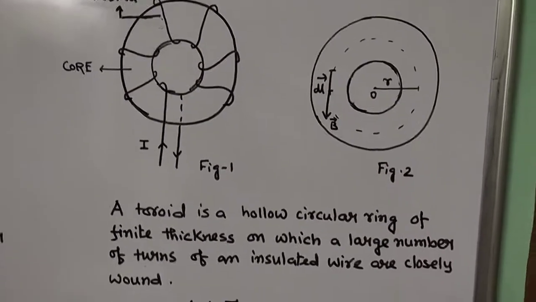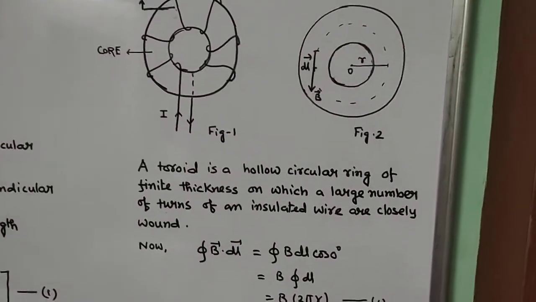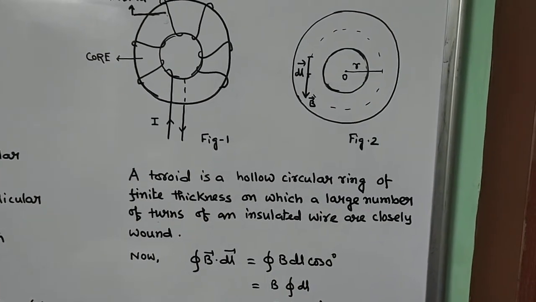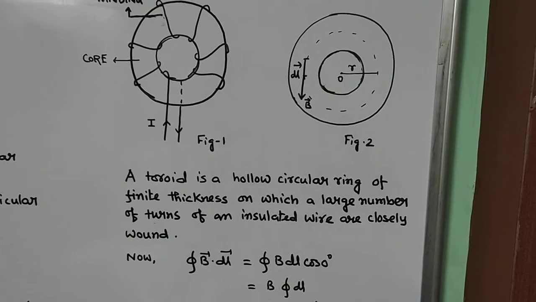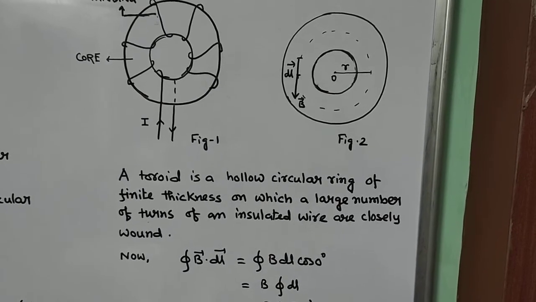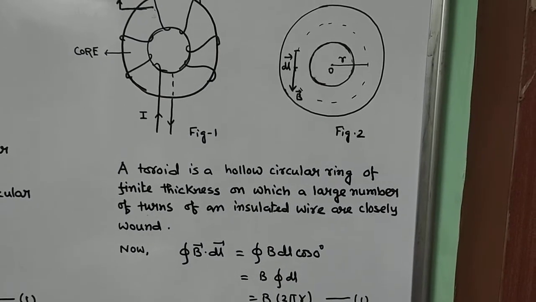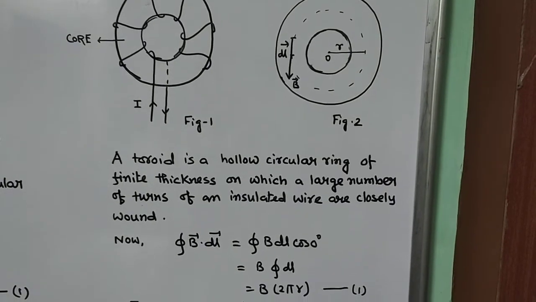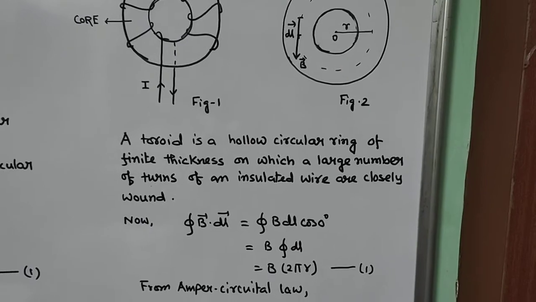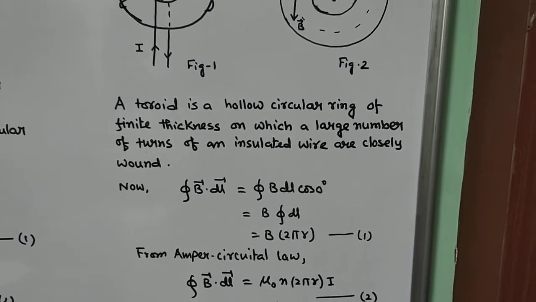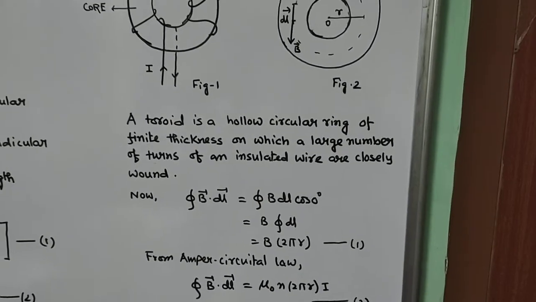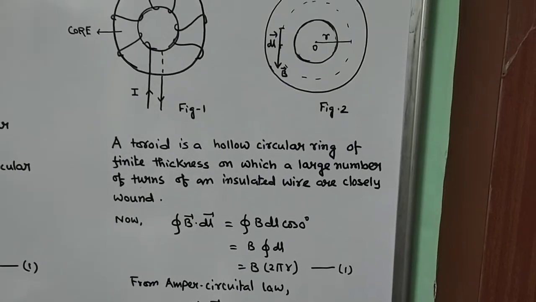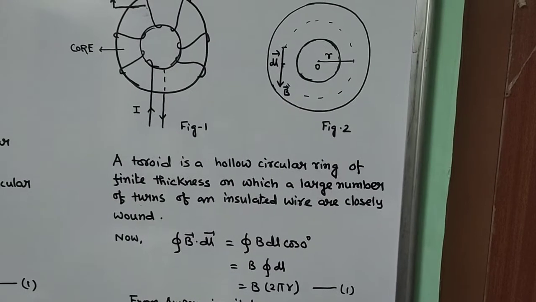Now if we try to define the closed integral of B vector dot dl vector, then it is B dl cos 0 degree, and B comes out, so the integral of dl is nothing but the circumference, that is 2 pi r. Now if we apply Ampere's circuital law, the closed integral of B dot dl equals mu naught times the current enclosed by the closed path.